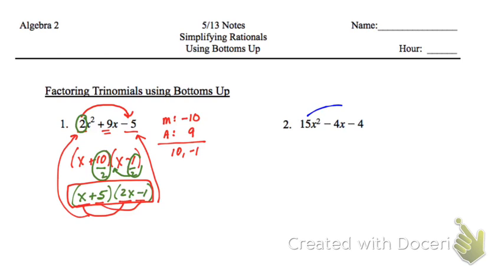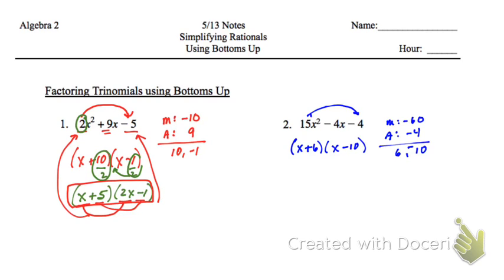But here we go. Our multiply number, 15 times negative 4. What is that? That's a negative 60. Our add number in the middle is negative 4. What will do that? Some combination of a 6 and a 10. One of them has to be negative to give me my negative 60. It would be negative 10. That would give me my negative 4. Okay? So I start out with x plus 6 times x minus 10.